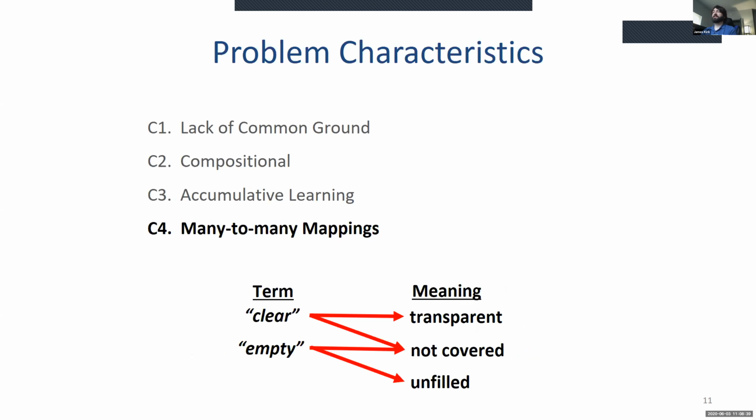There's also a many-to-many possible mappings between terms and meanings. So a term like clear could mean that it's transparent, or it could mean that something is not covered. Similarly, empty could also mean that it's not covered, or it could mean that it's not filled, like in that example tic-tac-toe where we're marking values instead of moving pieces.